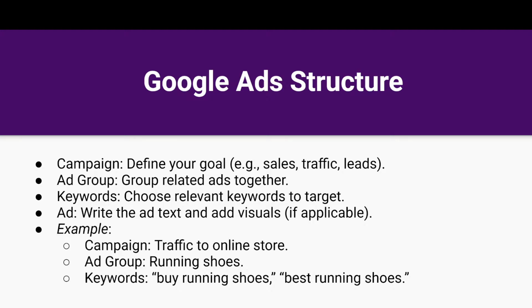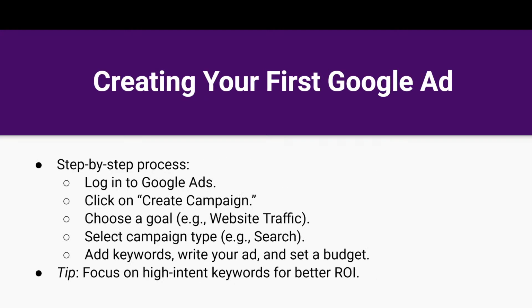And the ad: how do we write the ad text? How do we add visuals if we want to? For example, if we're running a display ad, we need visuals, we need images. How do we do that? Everything will be taken care of. Now we are doing a search ad in traffic, so we don't need to add any visuals as such. Let's create our first Google ad now.